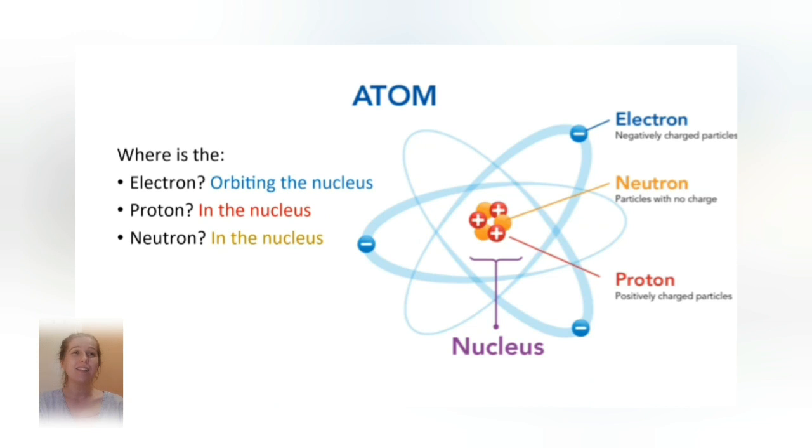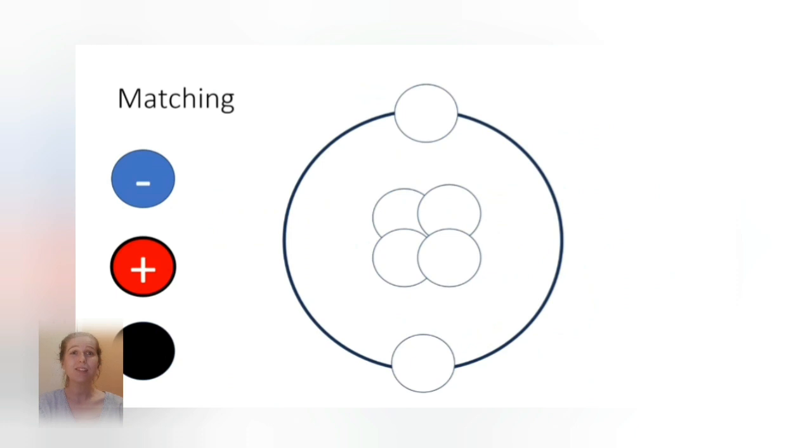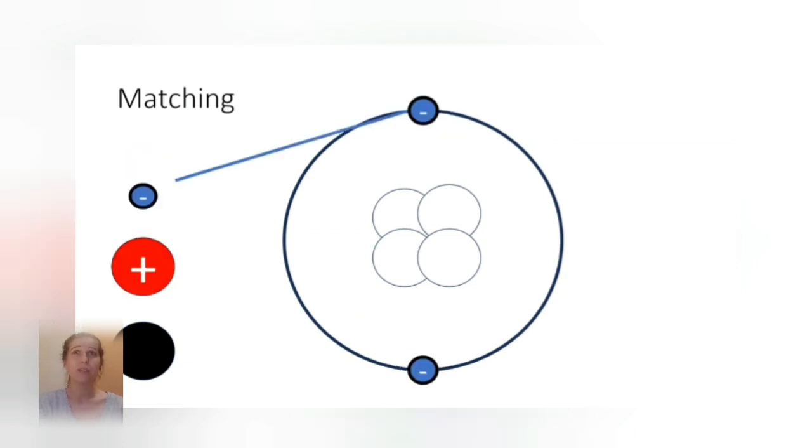So let's have a little bit more investigation into the atom. So if we had to match each of these to the blank spaces in the image, where would they go? So number one, electron. Where would the electron go? The electron would go around the outside of the atom. And as you can see, I've actually reduced the size of the electron because the electron is actually significantly smaller than the proton and the neutron. So I've done this diagram to help you remember.